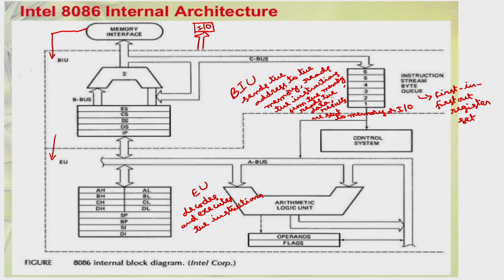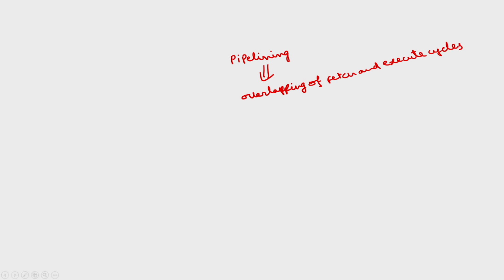This is what is called pipelining. So 8086 operates in pipelining mode. Pipelining is nothing but overlapping of fetch and execute cycles. So what is the advantage of pipelining? Because we overlap the fetch cycle and execute cycle, we can speed up the operation.